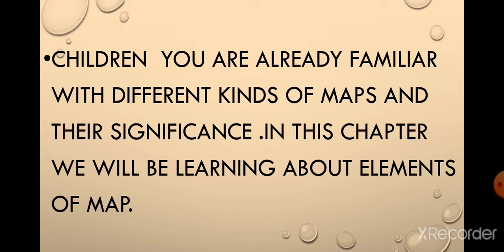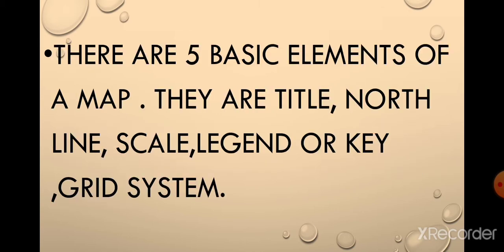Now, let me tell you, children, what the elements of the map are. There are 5 basic elements of a map. They are title, north line, scale, legend, or we call it key, and the grid system. Each one I will be explaining to you. Please pay attention.